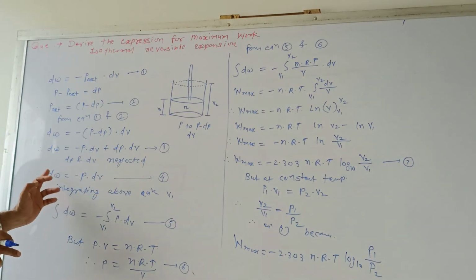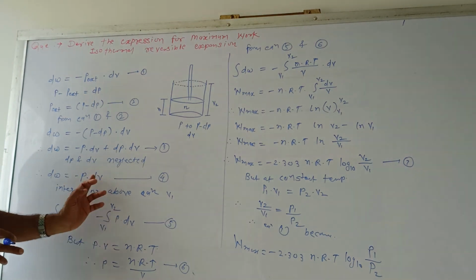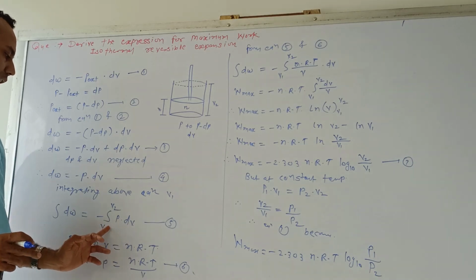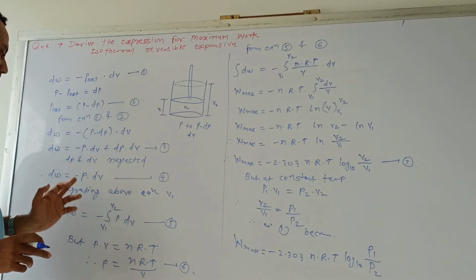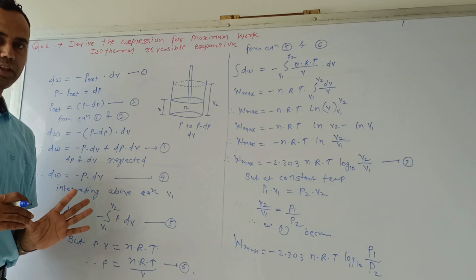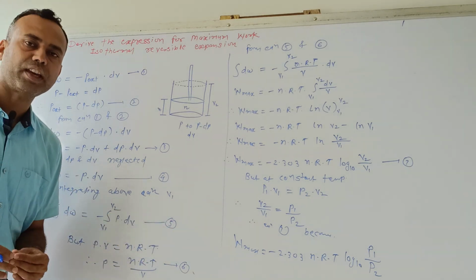Therefore, the equation becomes the integration of dw equals minus the integration of P dV, with V1 as the lower limit and V2 as the upper limit, and the minus sign outside the integration. Clear? This is equation number 5.